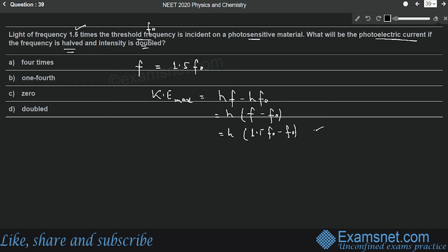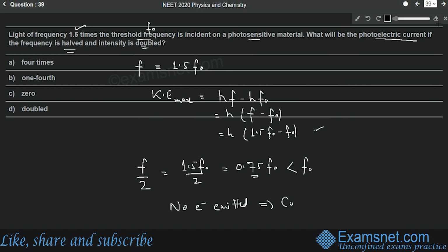Now in the second case, what happens? The frequency is halved. So the halved frequency, that means f by 2, will be equal to 1.5 f naught by 2. So it will become 0.75 f naught. So 0.75 f naught is less than f naught, right? So whenever the frequency becomes lower than the threshold frequency, then no electron will be emitted. And when no electron is emitted, then the current will be 0. Therefore, option C will be the correct answer.